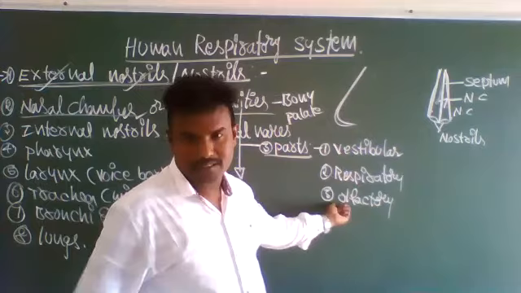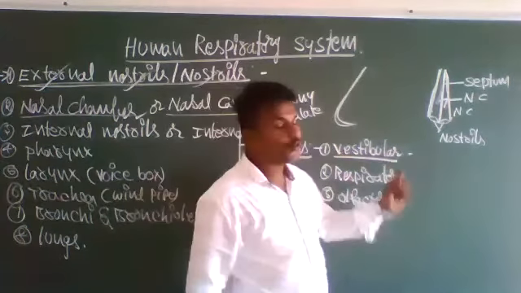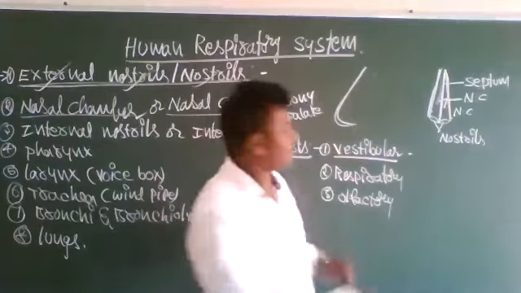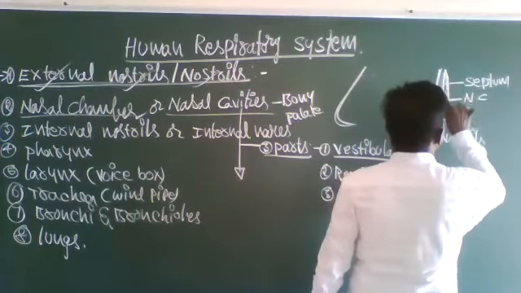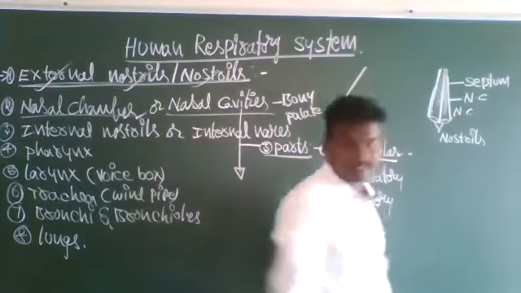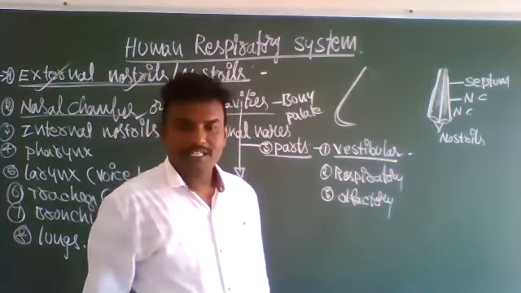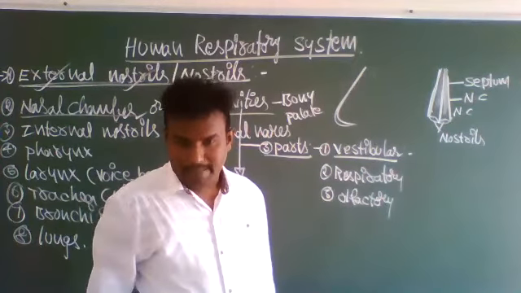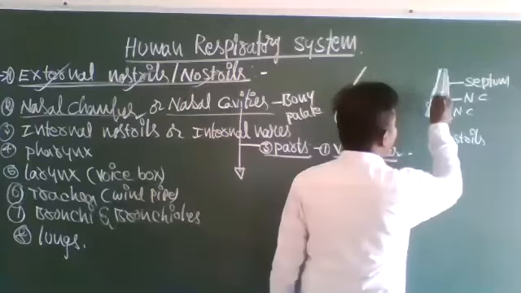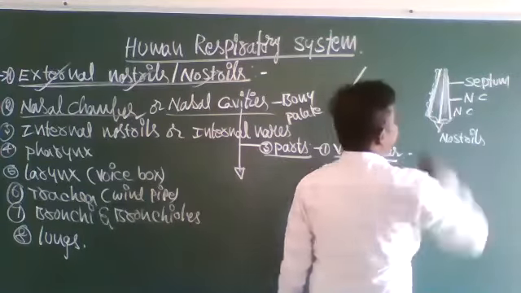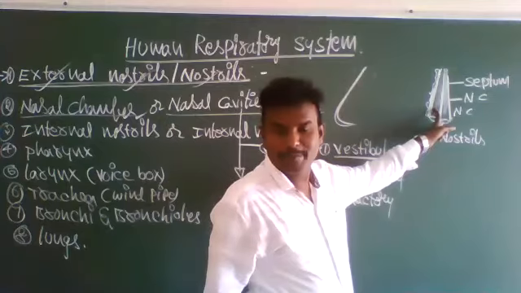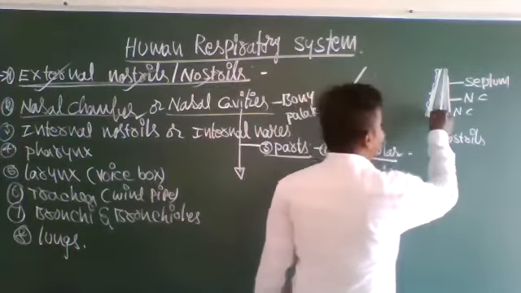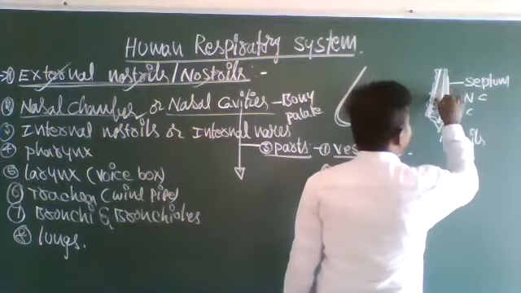The vestibular part, this region. The vestibular part is differentiated into three parts. So this is the vestibular part. It consists of hair.